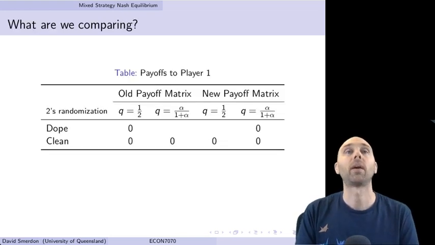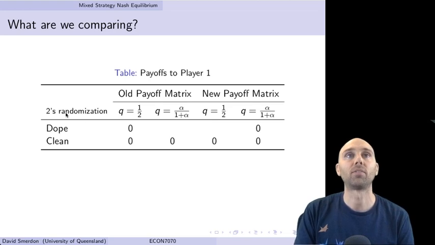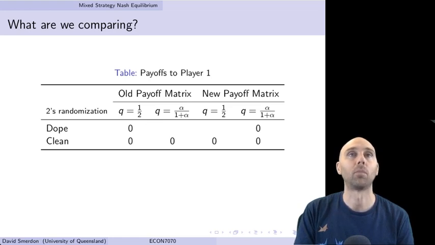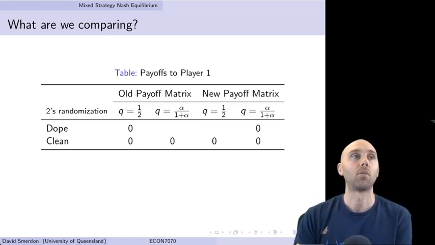So what are we comparing? Well, here we've got player 2's randomizations. They're the ones that have changed from the old payoff matrix to the new payoff matrix. And we've got the payoffs to player 1 written down below. So remember that in the old payoff matrix, Q is equal to a half, and in the new payoff matrix, Q is equal to alpha over 1 plus alpha.